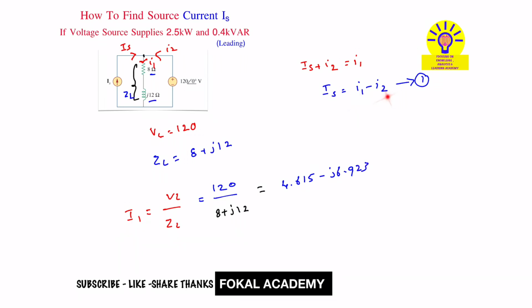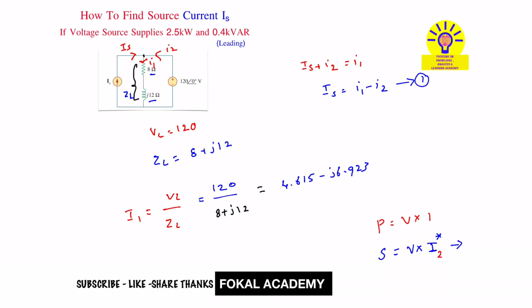If you know I2, then we can find IS. Now how to find I2? I2 is the current in this branch, that is due to the source. According to the power formula, we know that power equals V into I. For this voltage source, the power is complex power, so let's consider S equal to V into I star, the conjugate of current I. In this branch the current is I2, so take it as I2.